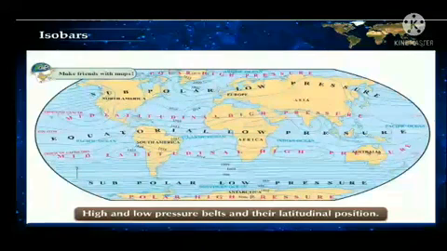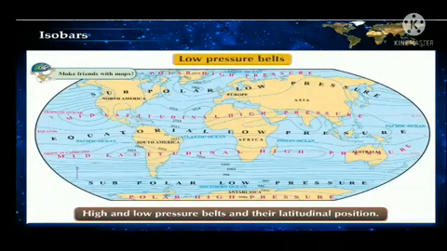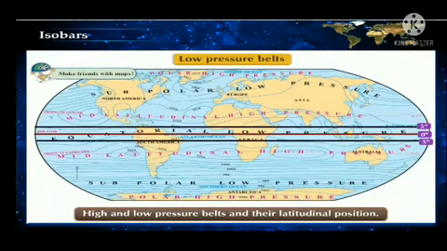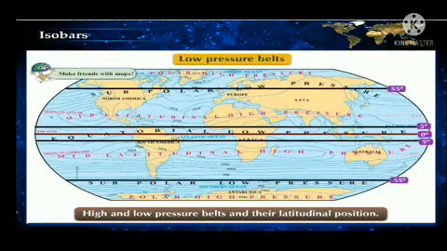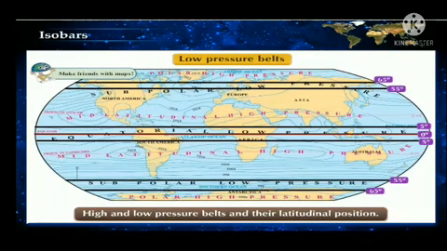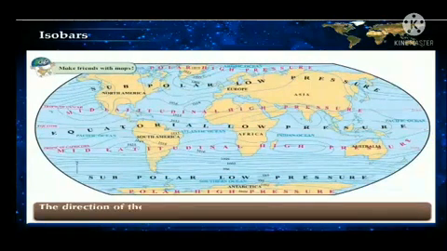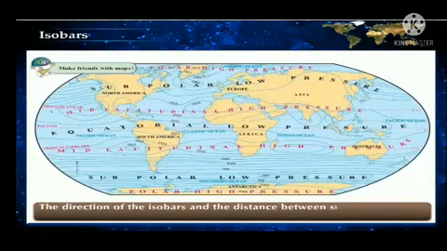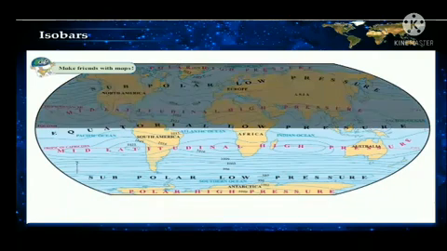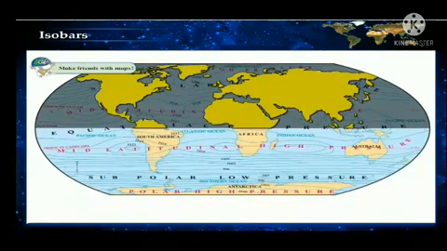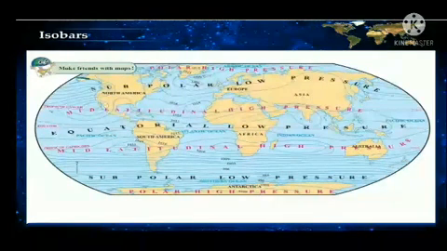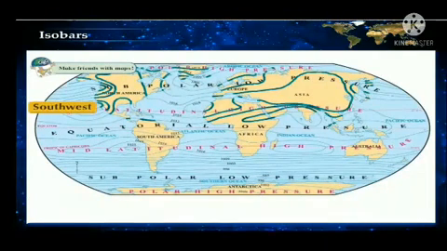The latitudinal position of the low pressure belts is between 0 degree and 5 degree parallel and between 55 degree and 65 degree parallel in both the hemispheres. The direction of the isobars and the distance between the successive isobars over oceans and continents. In the northern hemisphere, the proportion of land, that is continents, is comparatively greater. As its effect, most of the isobars run in a southwest to northeast direction over the continents.